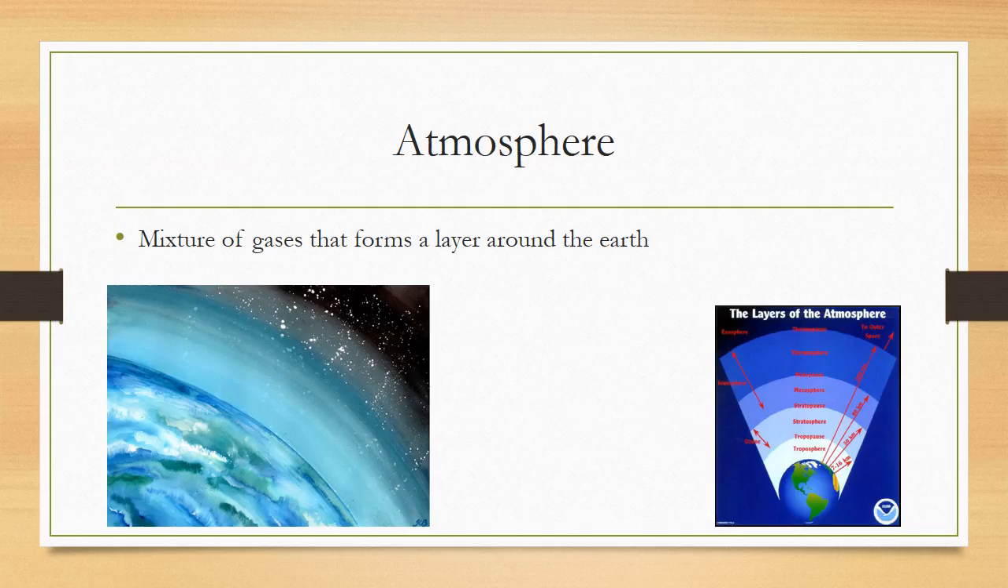The atmosphere. The atmosphere is a mixture of gases that forms a layer around the Earth. The picture to the left is a good visual of it, and then the picture to the right shows you the different layers of atmosphere, primarily the ones we're focusing on being the troposphere, stratosphere, and the mesosphere.